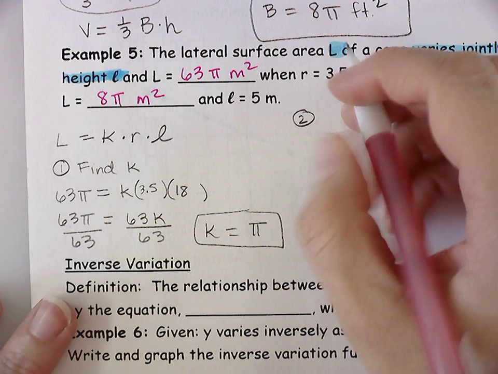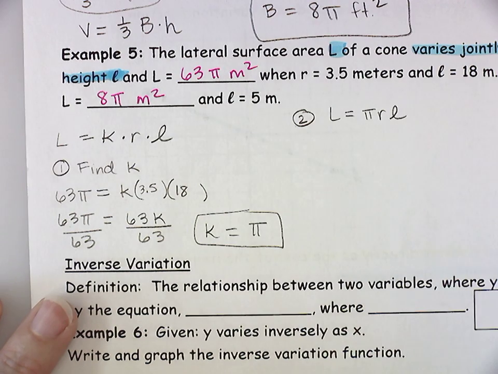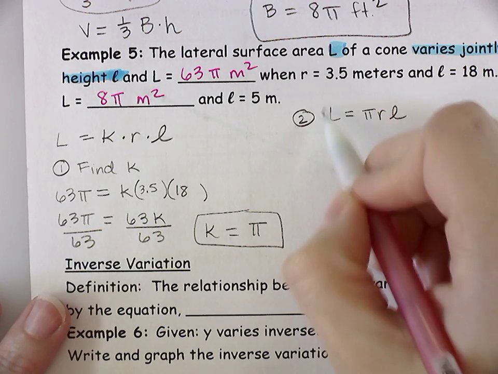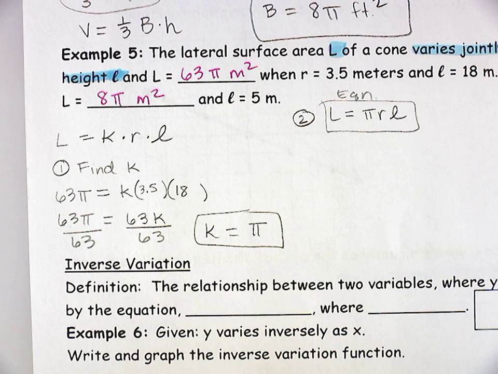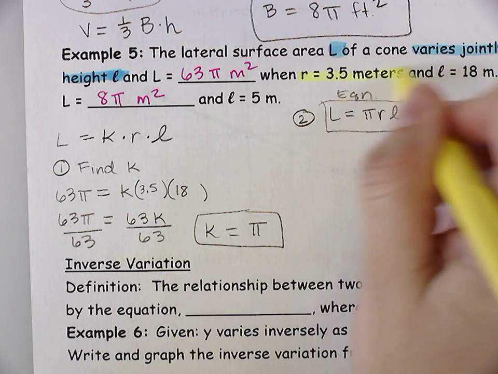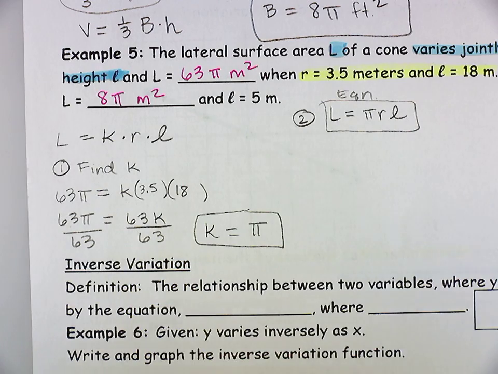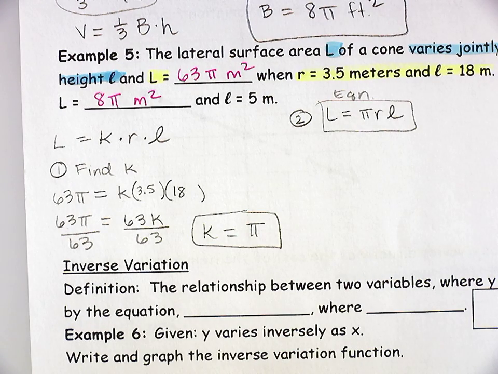Okay, so then L is going to equal pi times R times our lowercase l. And this is our equation. Now we're going to find R to the nearest tenth when L is 8 pi and the slant height is 5 meters. So see if you guys can do that. Notice that it says to the nearest tenth.